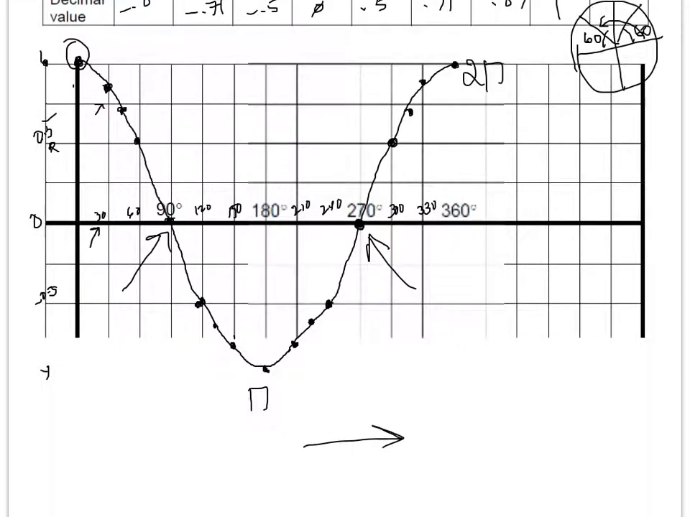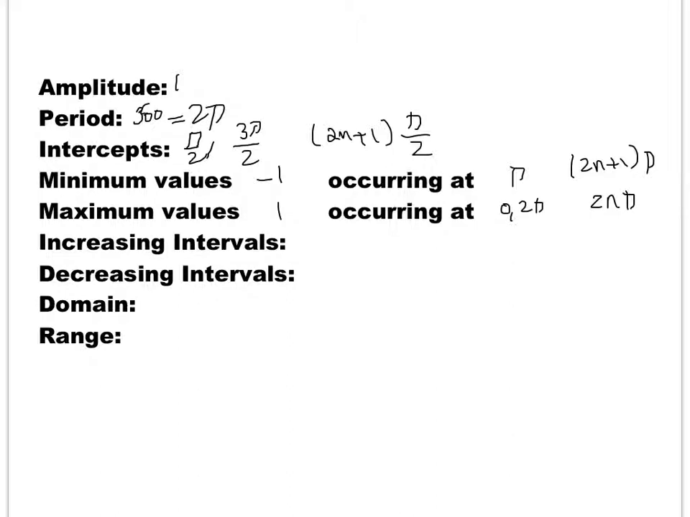So let's write it down here. I'm going to have increasing is pi to 2 pi. And decreasing is 0 to pi.